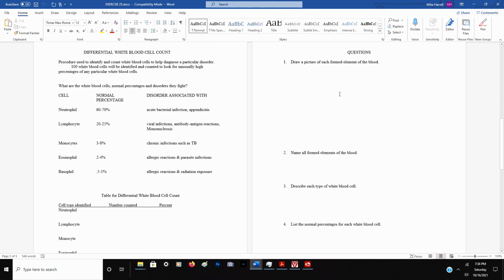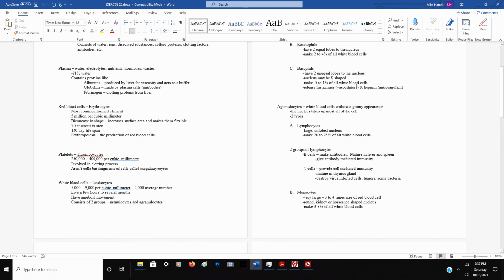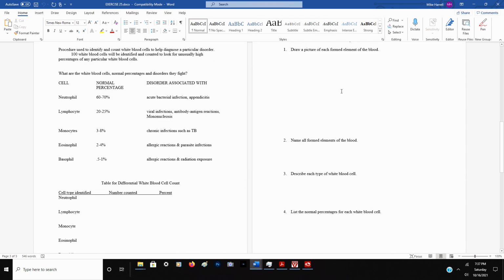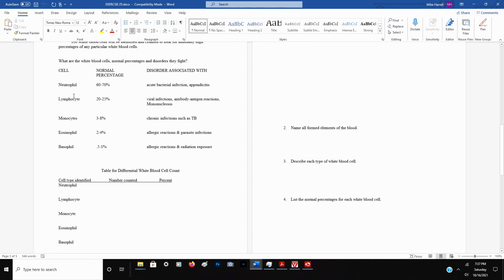Here's some questions, very good to answer for review. Make sure you can draw a picture of every one of these little cell types right up here. There's pictures of them in your lab book, and we got descriptions up above. Look at those pictures. Think about the description and learn how to draw a picture of each. Know all this other information, like the normal numbers with reds and platelets and white blood cells, the normal percents for the white blood cells, what disorders go with them, and so on down the line.